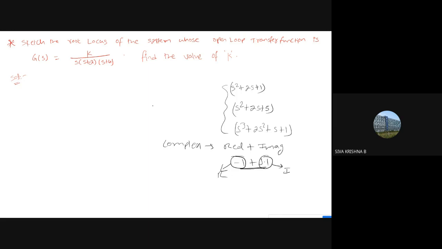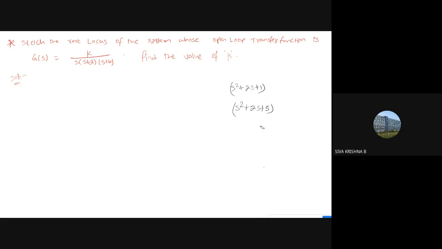See here, these all have only real values. There are no complex poles in this given equation. So in this case, there is no need to find the angle of departure and angle of arrival. Okay, that's what I want to say.